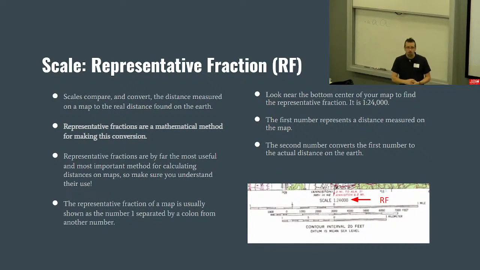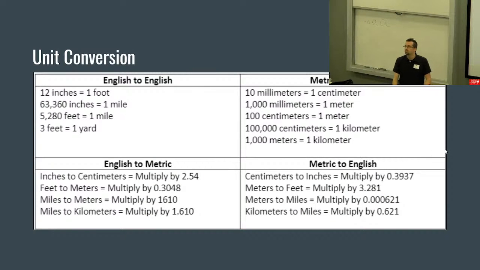So always be sure when you're looking at the RF to know, and you will see it has no units. It has no units. This is how you determine the RF from another scale. It has no units because units can be anything. Units can be anything. All right. So now, unit conversion. You'll need this.